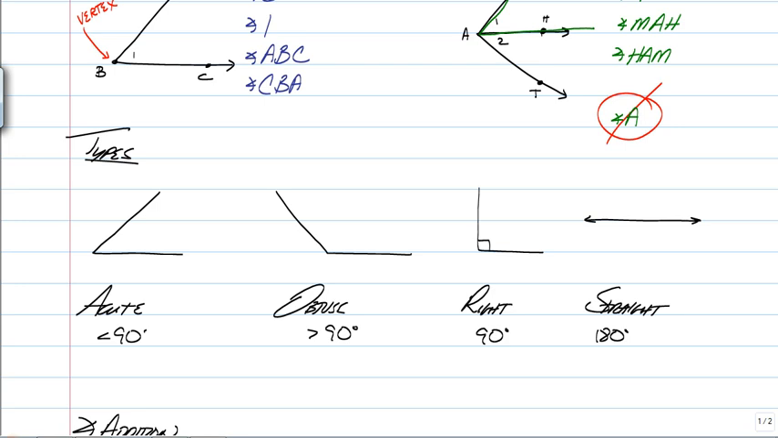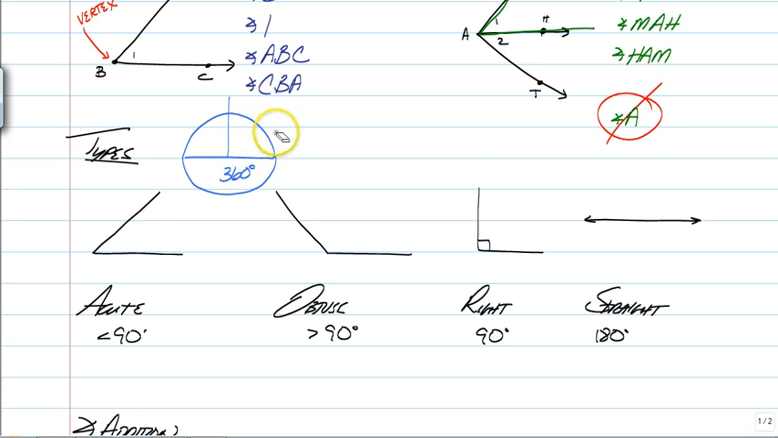Types of angles. If we think about a protractor here, 90 degrees would be halfway because a protractor is 180 degrees. A full circle is 360 degrees for the full circle, so half of it is 180.